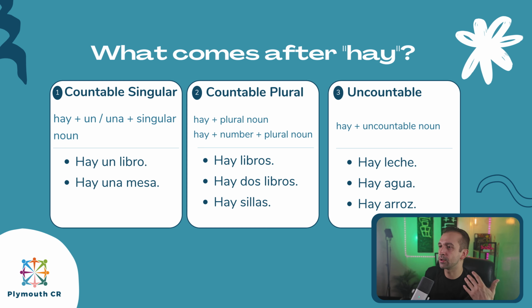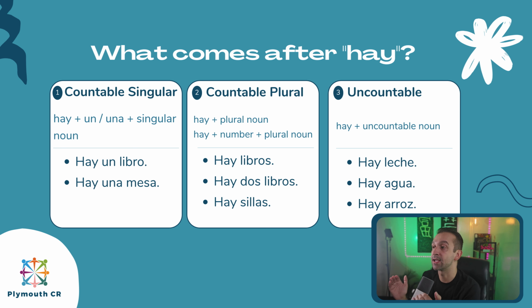Now, what are some of the things that can come after "hay"? I list three here: countable singular, countable plural, or uncountable. All right. So if you have a countable singular, we already talked about them: "hay un" or "hay una" plus the singular noun, and we have "hay un libro," "hay una mesa."